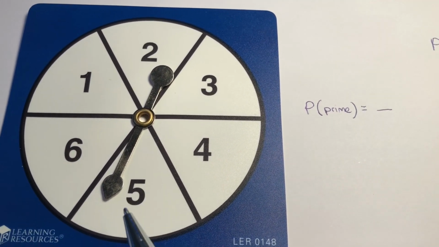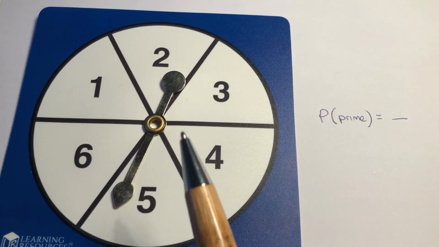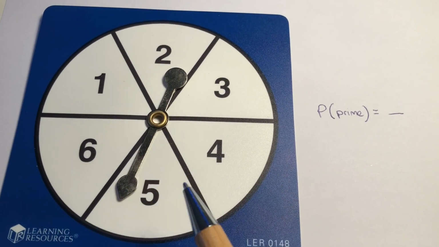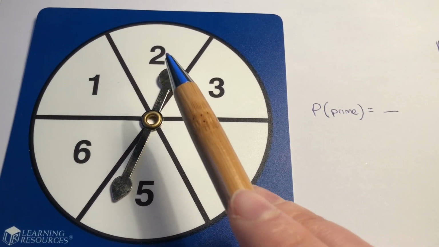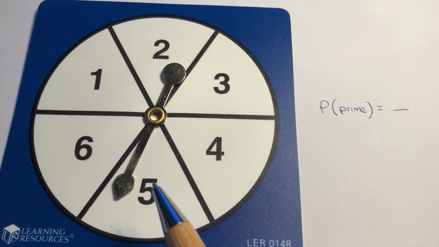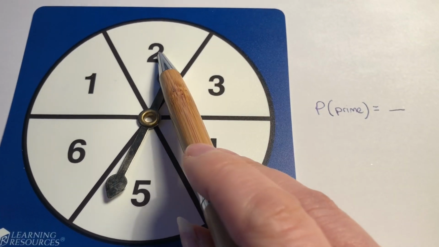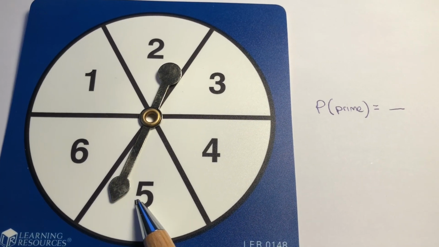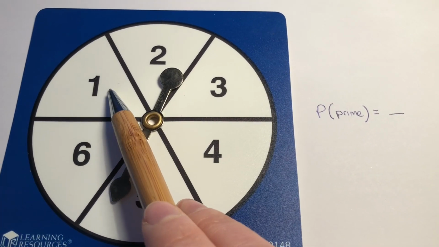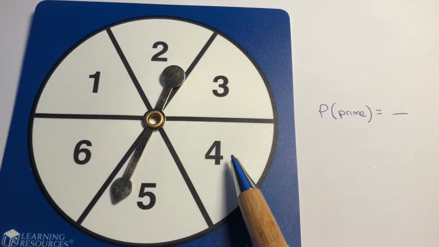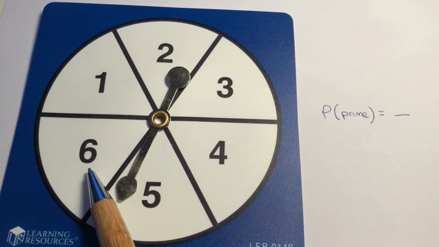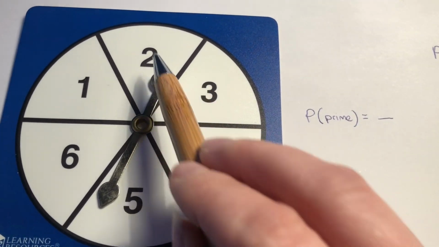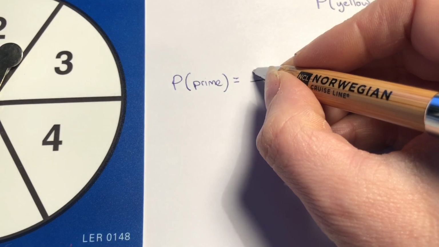Well, remember, prime numbers have exactly and only 2 factors. And therefore, the only numbers on here that can be divisible by themselves and 1 and nothing else is the number 2, 3, and 5. 1 has only 1 factor, that's not prime. 4 can be divided by 2, and 6 can also be divided by 2 and 3. So 2, 3, and 5 are prime. That means we have 3 prime numbers.